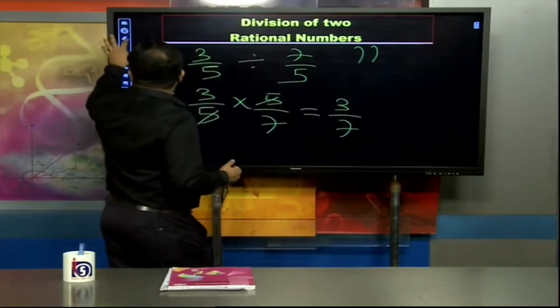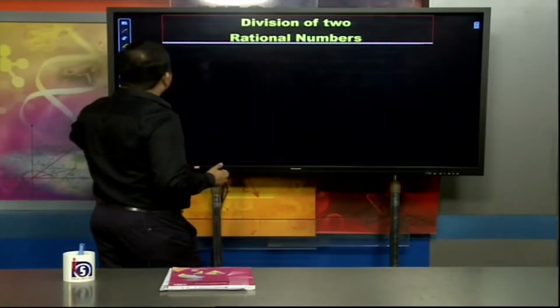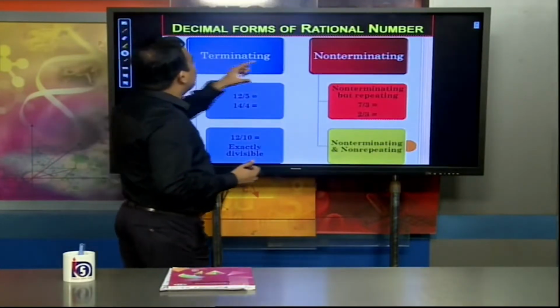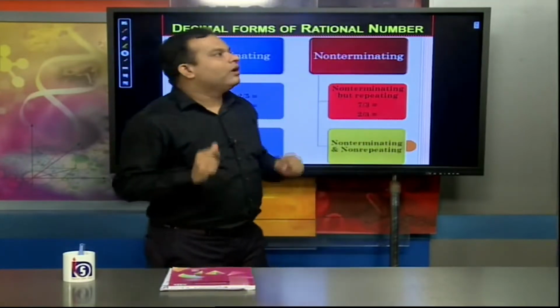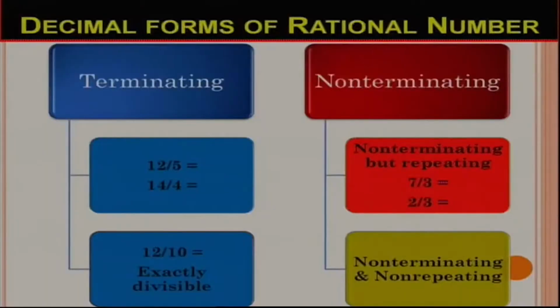Dear learners, another concept that is very important, right now we will discuss, that is decimal form of a rational number. When talking about decimal form, there are two important things you look at. One is you will get terminating. Another part you are getting non-terminating. When talking about terminating, non-terminating, suppose one example I would like to tell you, that is 12 by 5, 14 by 4.